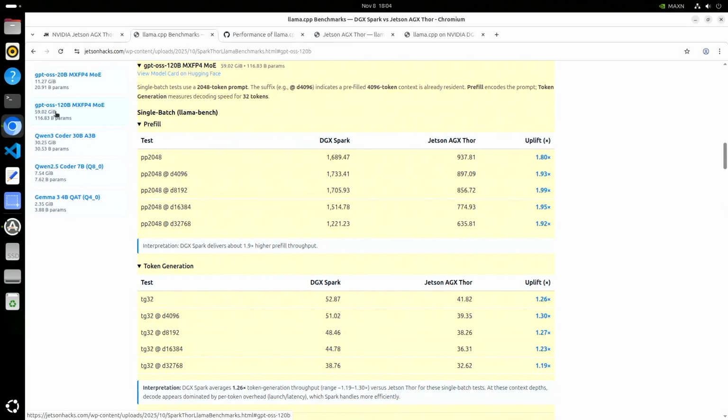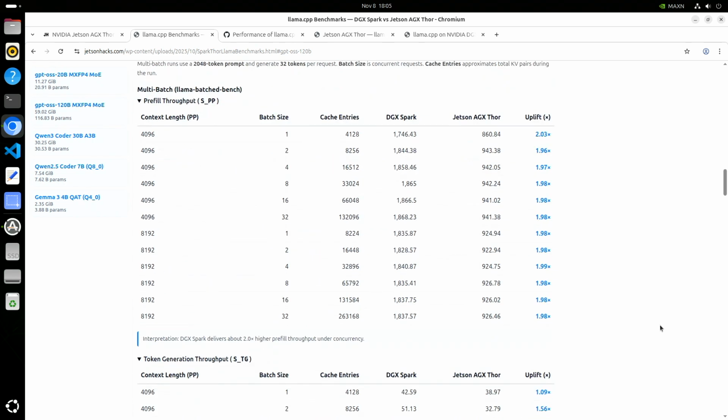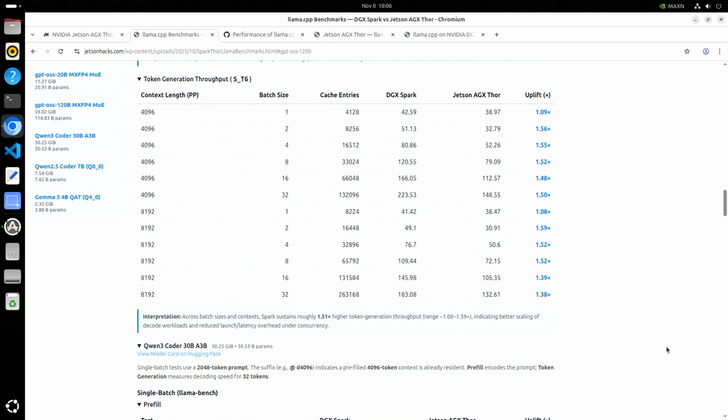For example, let's take a look at GPT-OSS 120B. The prefill for a single batch here is around twice as fast, but in the token generation phase, it's around 25 to 30% faster. Now, when we start serving multiple users, that's what multi-batch means, you can see that the prefill rate stays about the same. That's because it is compute-bound. Both machines are at their maximum. On the other hand, in token generation, you can see that the Spark increases its lead on lighter loads. This lead eventually diminishes when both the Spark and Thor are saturated.